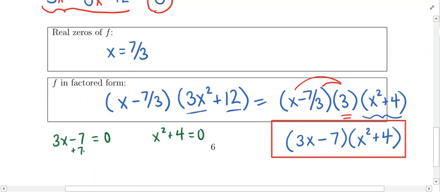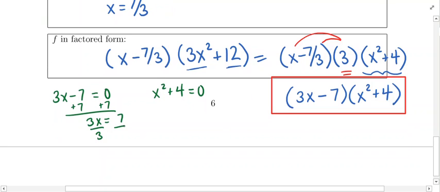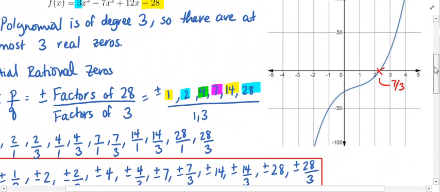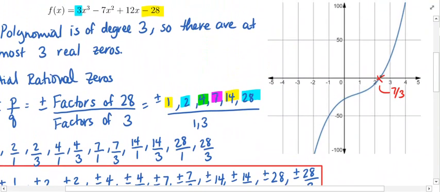Here I'm going to move over the 7, so I'm going to get 3x is equal to 7. Divide both sides by 3. That's going to give me 7/3. We already knew about that one, we already have it written down. In fact, if we look at our picture, we were pretty certain that the one I had marked with a red X was the x-intercept x equals 7/3. When you look at your picture, you don't physically see any more x-intercepts. The graph crosses at x equals 7/3, so it's going to have an odd multiplicity.